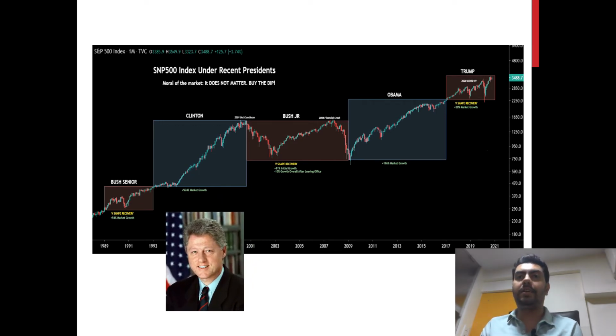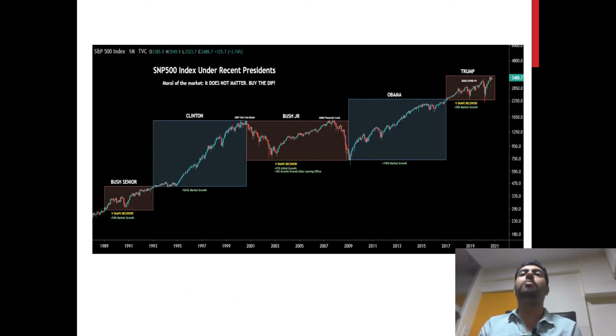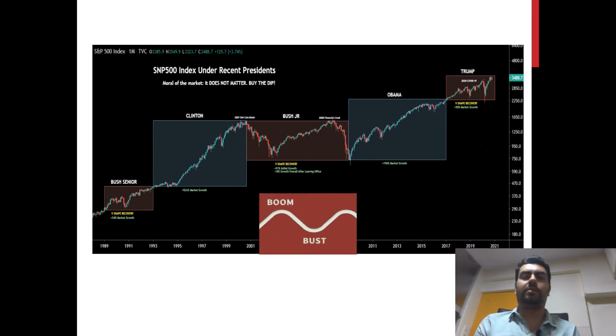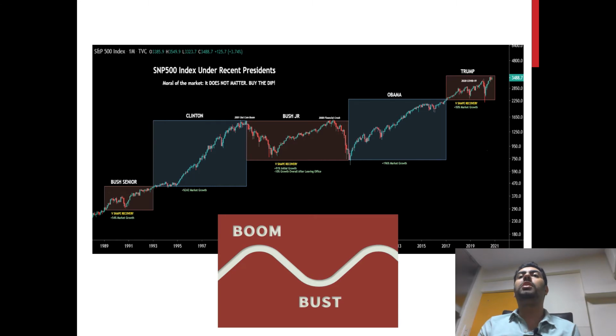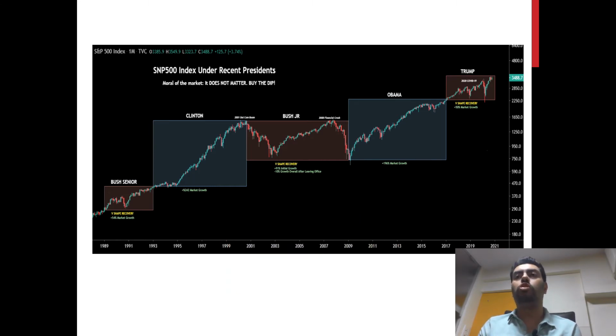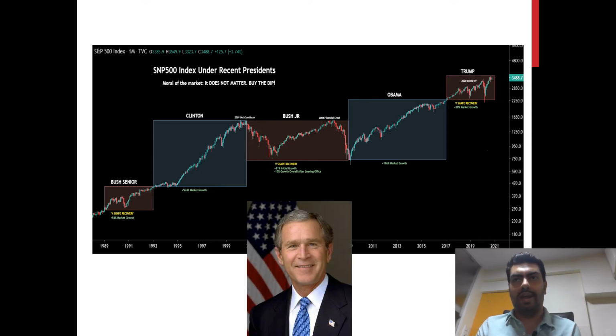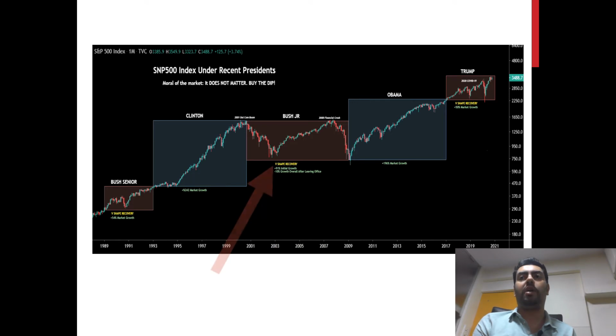Then came Clinton in 1992, and from there the markets grew a lot, from 1992 all the way to 2000, 2001. In 2000 was the dot-com boom, up to 2001. Then in 2001 was the dot-com bust. The same boom which was there turned into a bust. And in 2000, Bush Jr. was elected. When Bush Jr. was elected, the markets corrected. And from there was a V-shaped recovery, with the markets growing all the way to 2008, which was till when Bush was there.